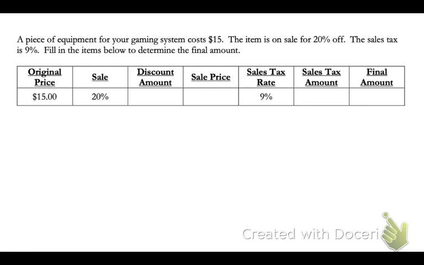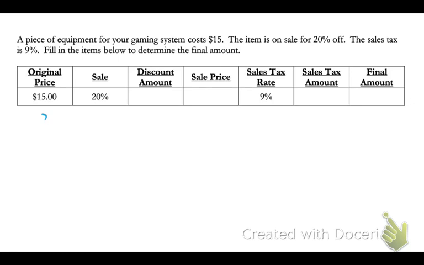Percents and percents off really come to play when you are buying things. So a piece of equipment for your gaming system costs $15. The item is on sale for 20% off. The sales tax is 9%. This is very typical. Fill in the items below to determine the final amount. So original price is $15 and our sale is 20%. So first let's figure out then what would be 20% of $15.